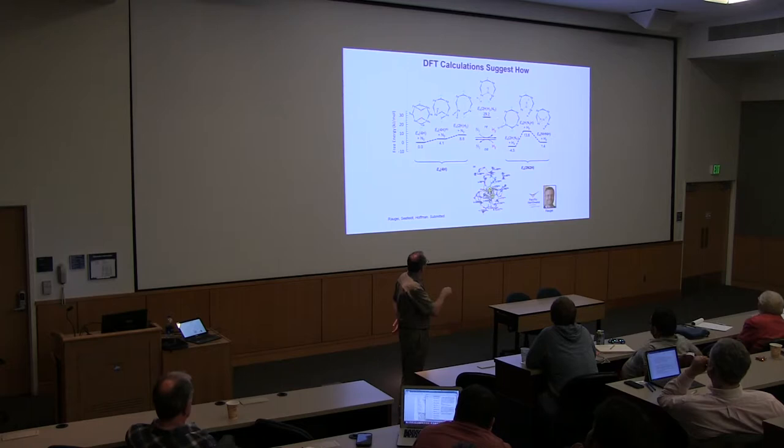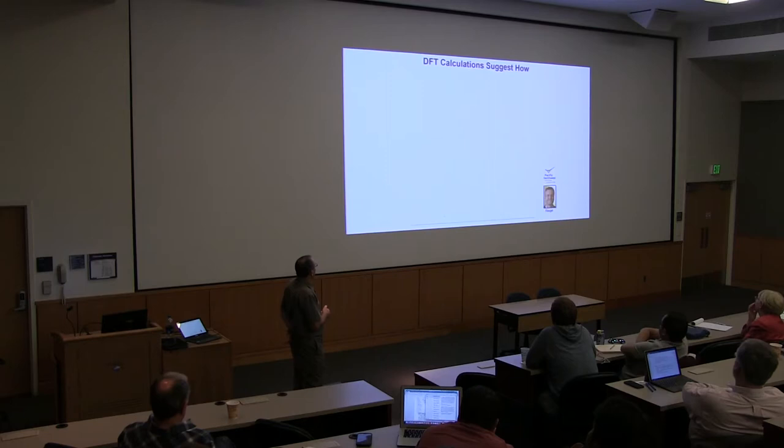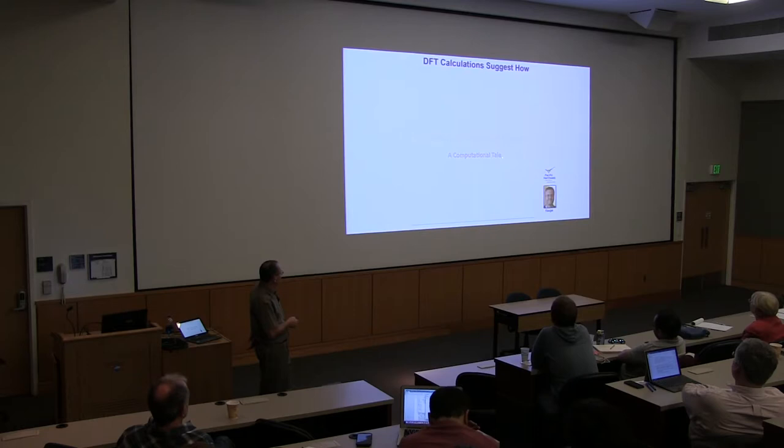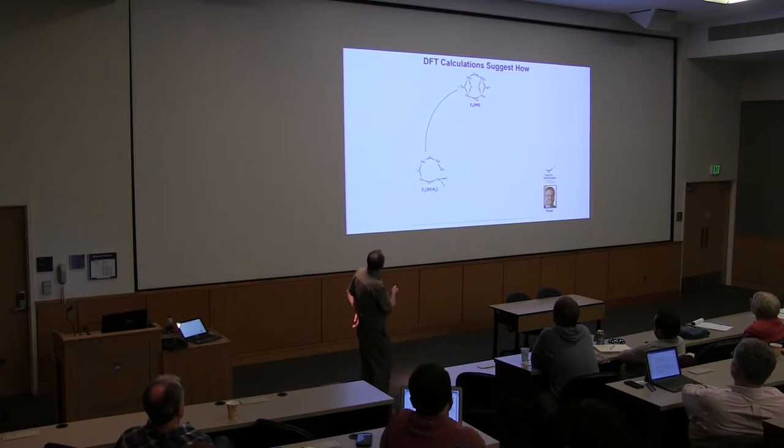Okay, so again, might as well have a movie. This is the movie of what Simone has generated. He calls it a computational tale. I think the tale is the essential part of this, right? So take it with a grain of salt. What we're doing here is, here are our two bridging hydrides. We go to the hydrogen form, and then we're going to go to the N2 bound state.